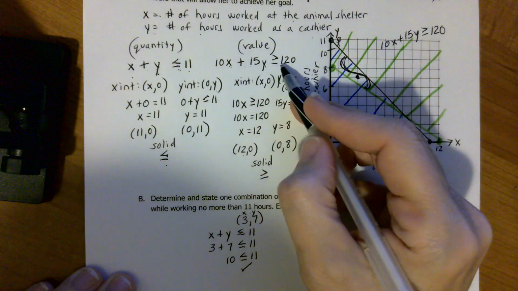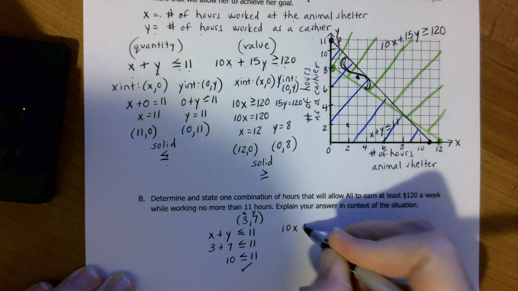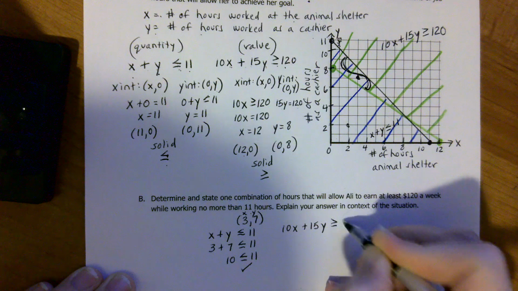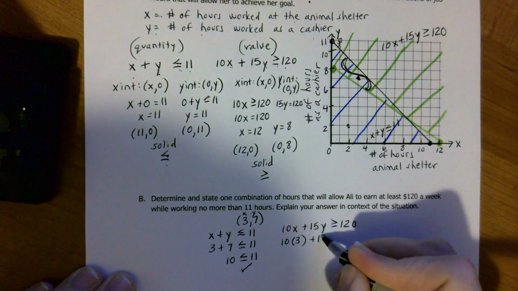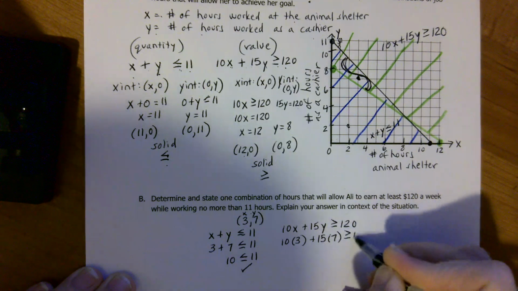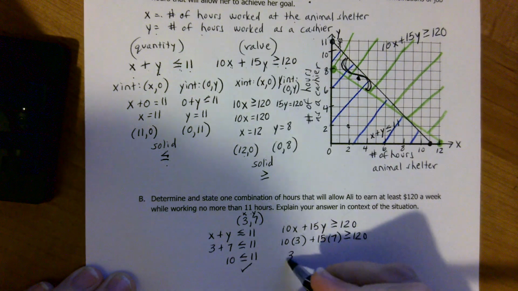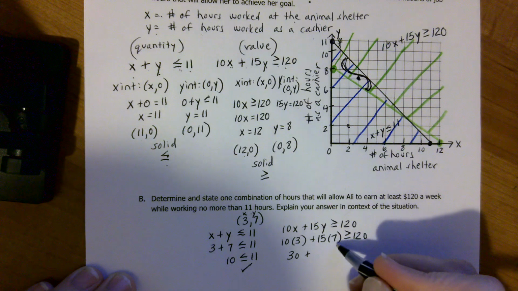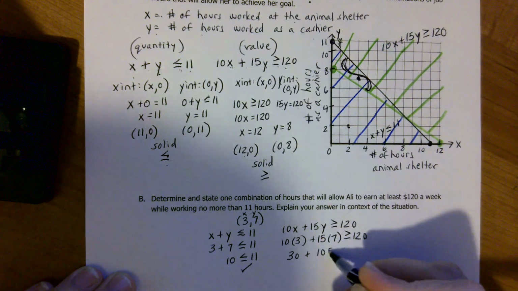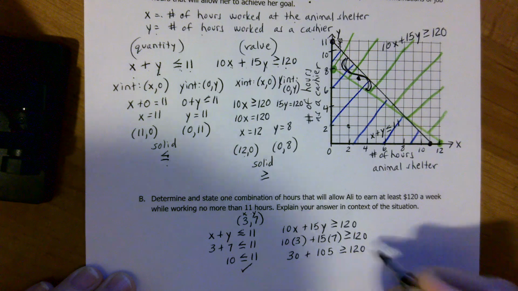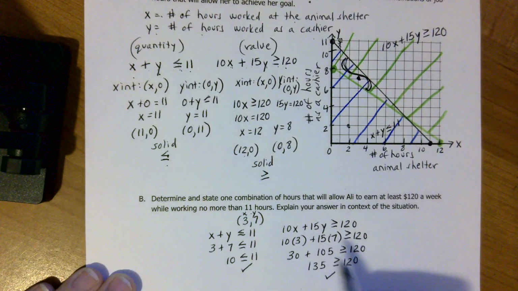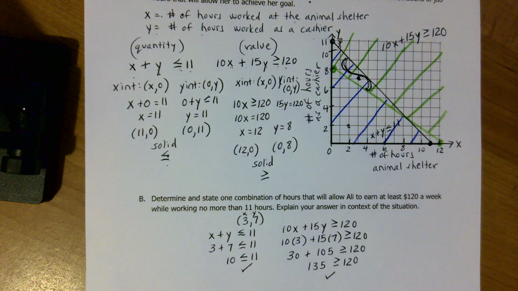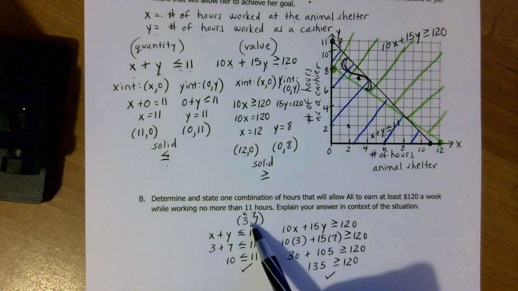Well, let's take a look at this other inequality. 10x plus 15y is greater than or equal to 120. 10 times 3 plus 15 times 7 greater than or equal to 120. So is it true that 30 plus 105 is greater than or equal to 120? And 135 is greater than or equal to 120. So that point also works for this. So we know that that is an ordered pair that is a solution.